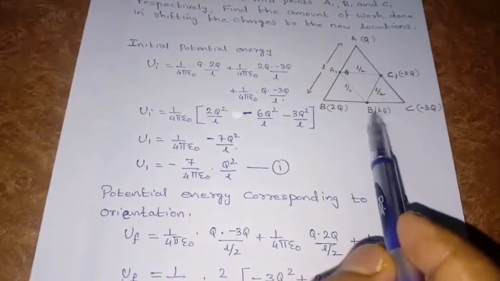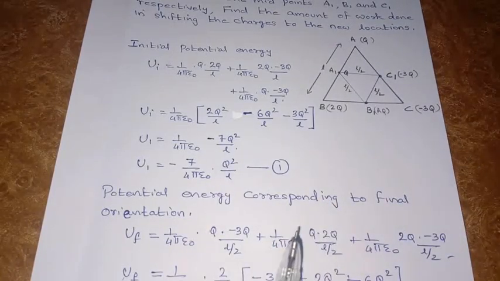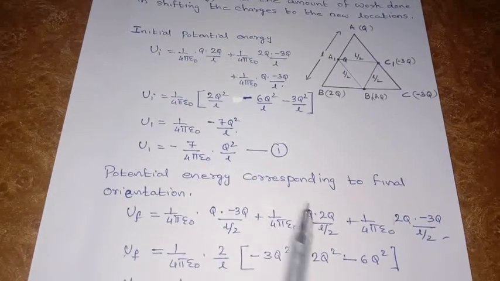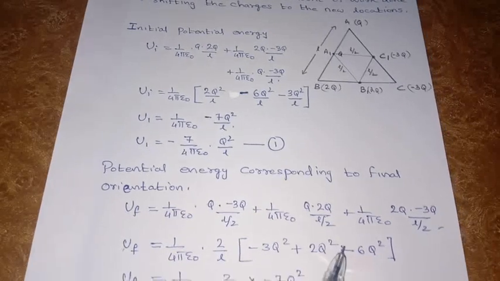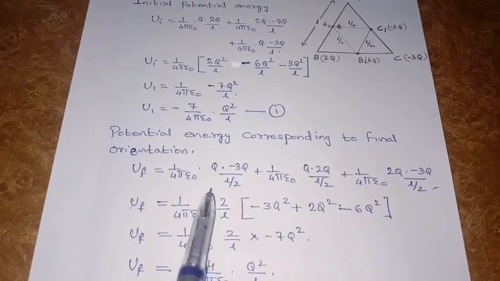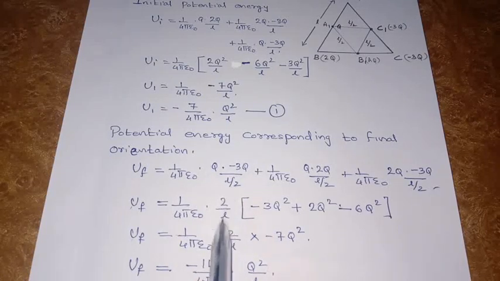And the third pair is 2Q and minus 3Q. The distance between them is also L by 2. Therefore, it will be 1 by 4 pi epsilon 0 2Q into minus 3Q divided by L by 2. Now you can see this L by 2 goes to the numerator, therefore it will be 2 by L.